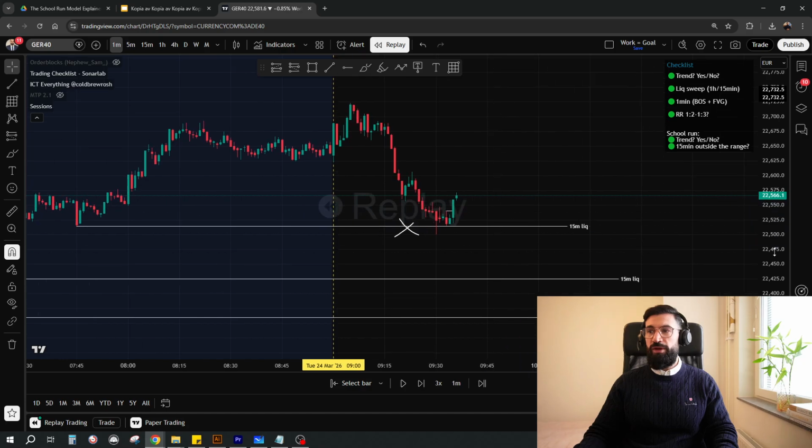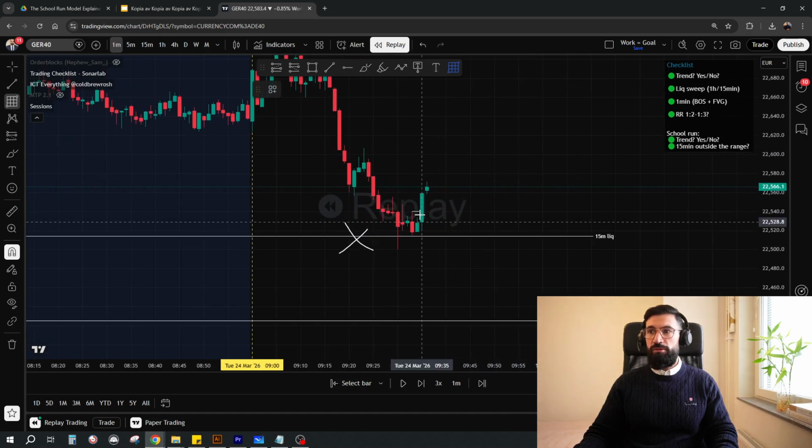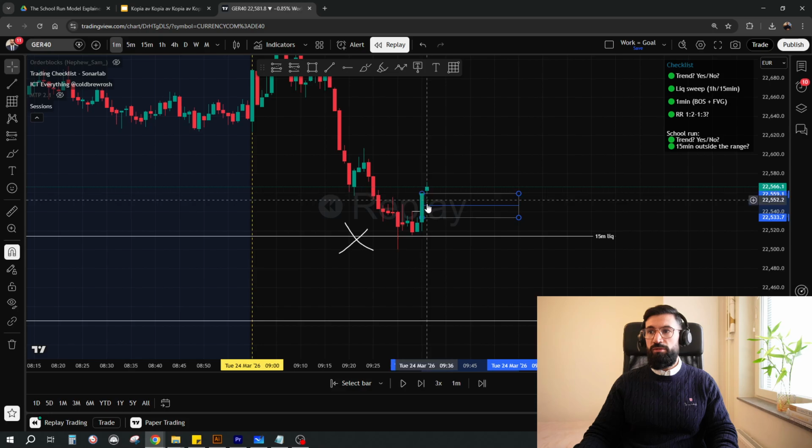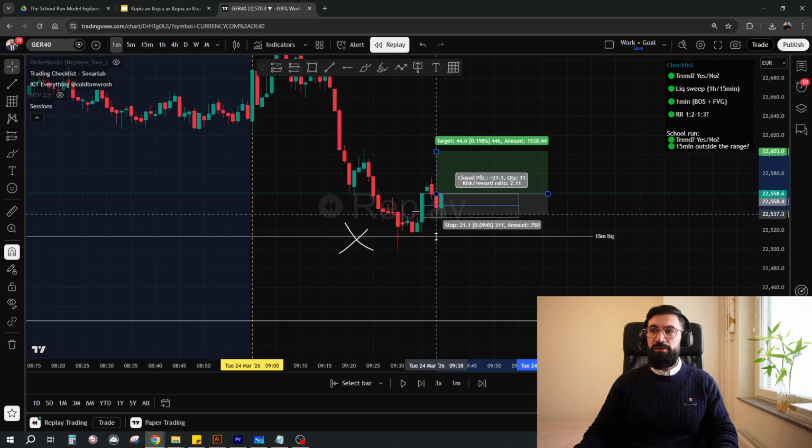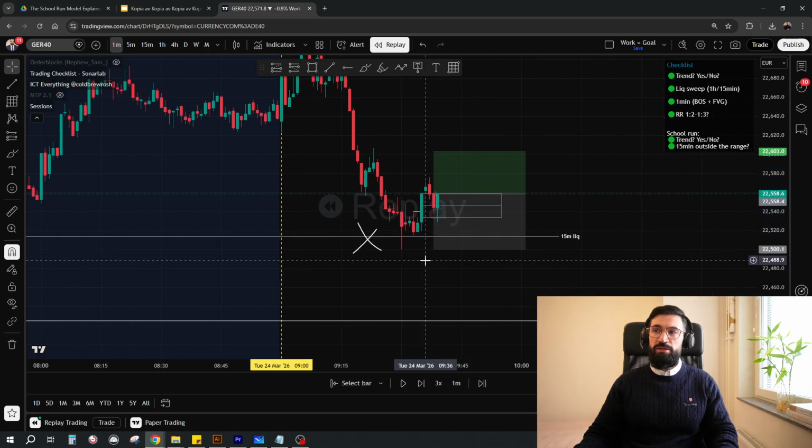It created a fair value gap right here. Fair value gap right here. And we're waiting for it to enter the fair value gap and give us a reaction. What happens? It entered the fair value gap. We take the trade. We put our stop loss underneath this low right here.